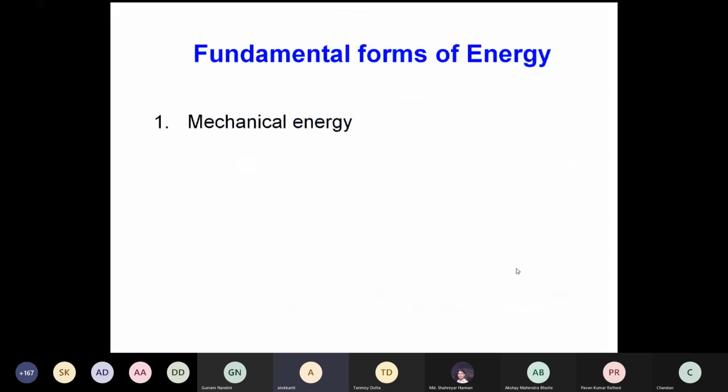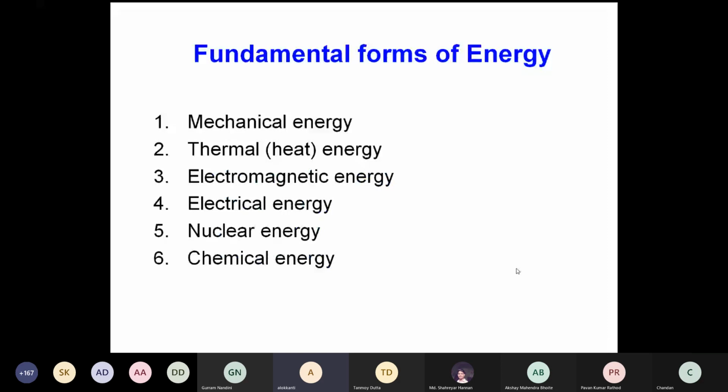Now, the fundamental forms of energy, these are the different forms of energy. There's some general talk I will give, then I will gradually come to the electrical engineering part. So we have mechanical energy, thermal or heat energy, electromagnetic energy, electrical energy, nuclear energy, and chemical energy.